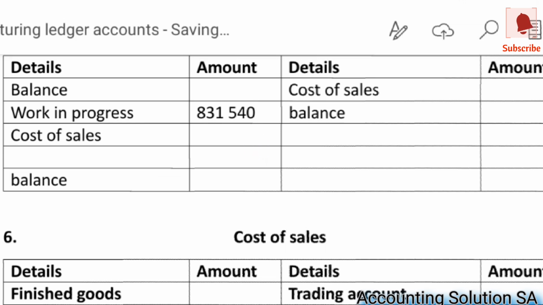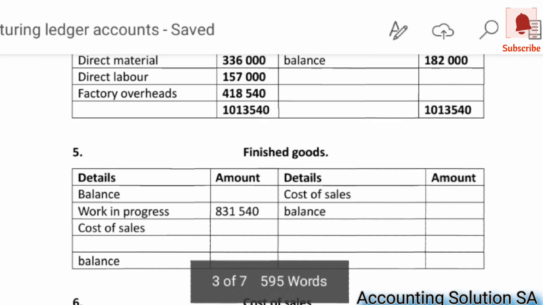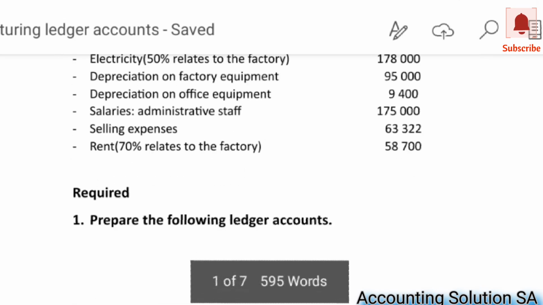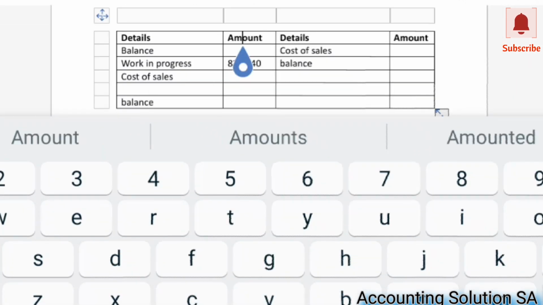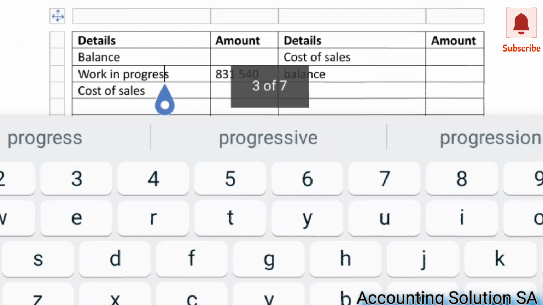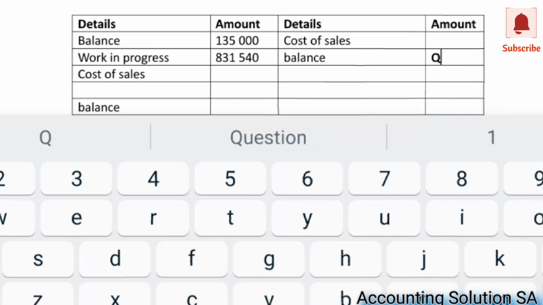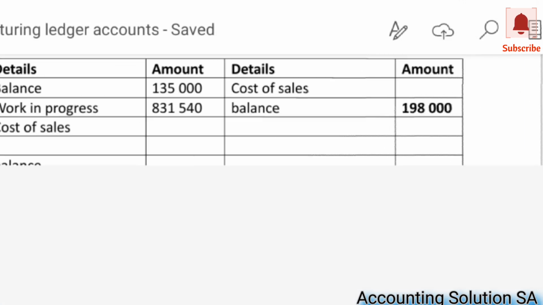Then after that, now we have to go back and check our opening balance and closing balance, which I believe are straightforward. Let's go to finished goods. Opening is 135,000 and 198,000 is closing. Let's record them. 135,000. Okay, apologies. And 198,000. All right, now we are left with cost of sales on the debit and cost of sales on the credit.